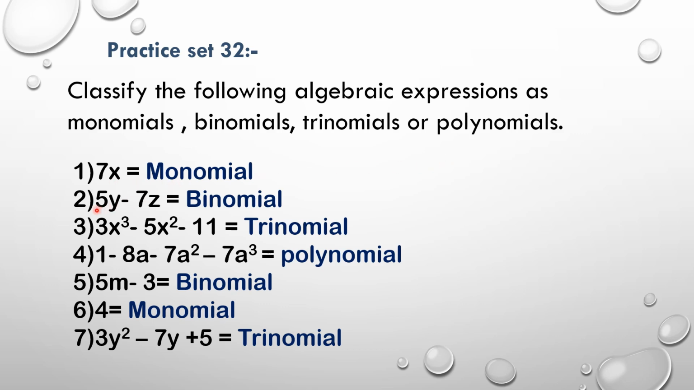5y minus 7z, two terms are there, so binomial. Here 3x cube minus 5x square minus 11, three terms are there, so trinomial.